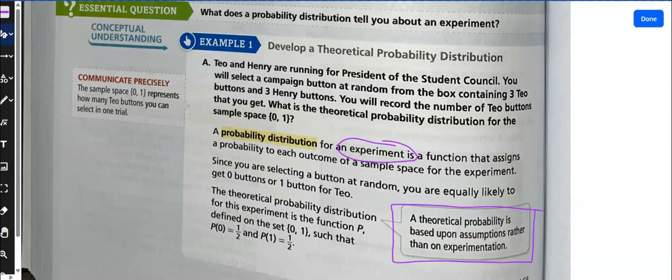But let's see here. Teo and Henry are running for president of the student council. You will select a campaign button at random from the box, and it has 3 Teo buttons in it and 3 Henry buttons in it. You will record the number of Teo buttons. Now remember, we're only recording the number of Teo buttons. We're reaching in the box, we're pulling out 1. Now, it says, what's the theoretical probability distribution for the sample space? Now, why are they telling me 0 and 1? Because when we pull it out, if it says Teo, we're going to mark down 1. If it says Henry, we mark down 0.